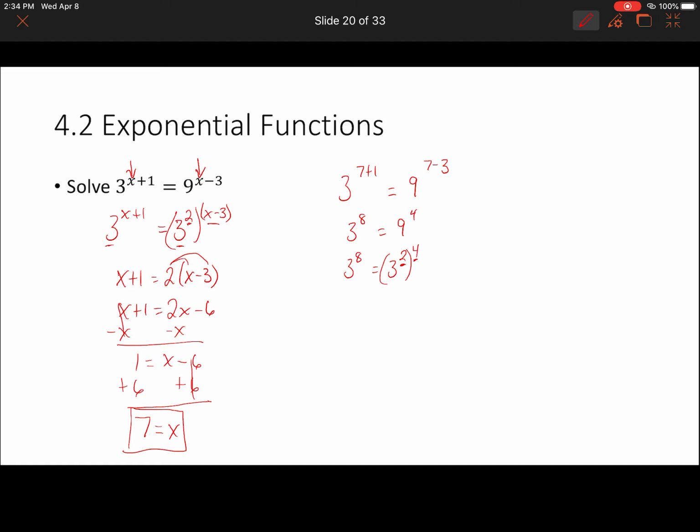This does wrap up this video. We'll continue in section 4.2 and get into logarithmic functions in just a little bit.